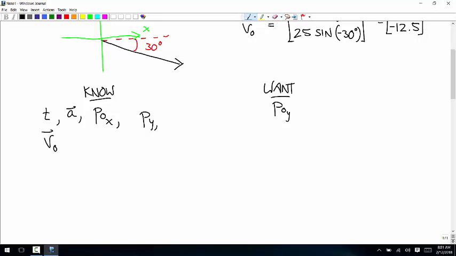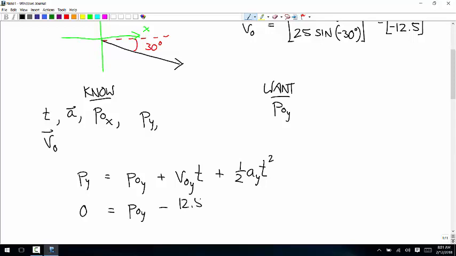Okay, so what equation can you use? You can use Py is equal to P0y plus V0y t plus 1/2 ay t squared. So 0 is equal to P0y minus 12.5 times 3.4 minus 4.905 times 3.4 squared, and solve for P0y. Any other questions?